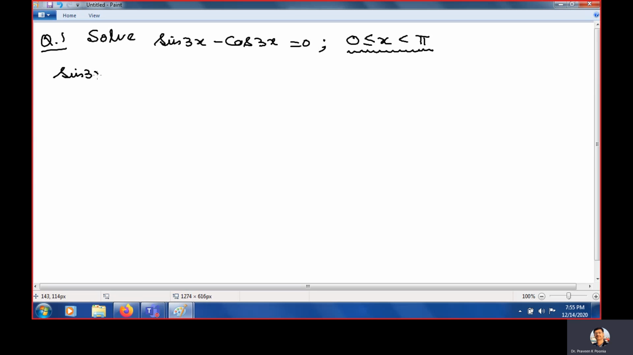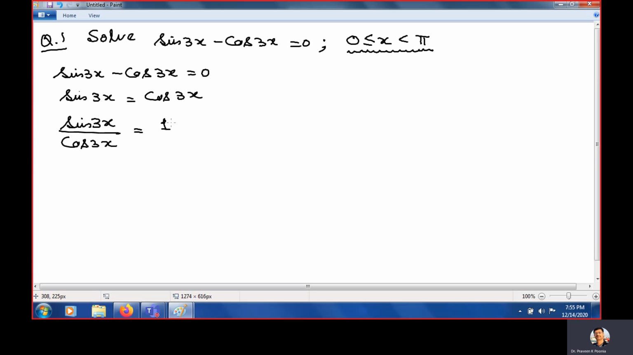It is sin 3x minus cos 3x equal to 0. So the process is very simple because sin x upon cos x is equal to tan x. So we will use that property. So we are shifting cos 3x towards right side. And now if we divide by cos 3x, sin 3x upon cos 3x will be equal to 1 because we have divided it by cos 3x. And if you remember, sine upon cosine is equal to tan. So tan 3x is equal to 1.